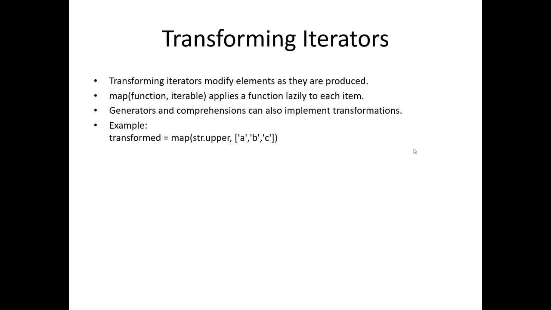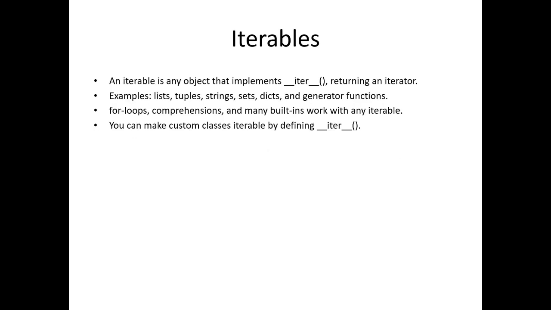Transforming iterators. Transforming iterators modify elements as they are produced. The map function is a classic example. It applies a transformation lazily to each item. You can also use generator expressions for more complex transformations. This approach allows you to build pipelines of transformations and filters without generating intermediate lists, which is both elegant and efficient.